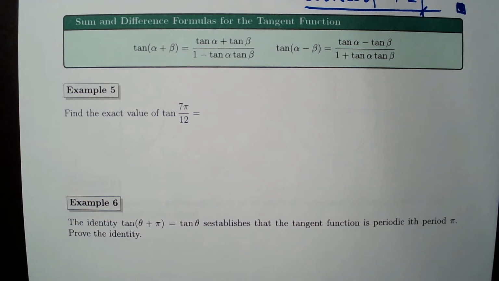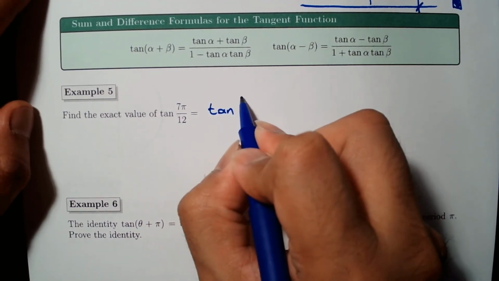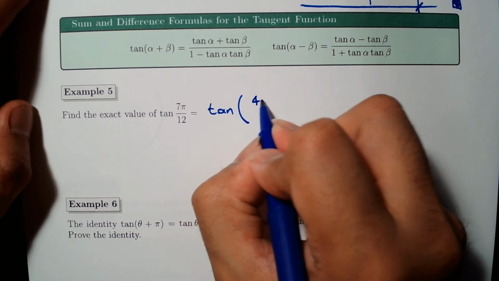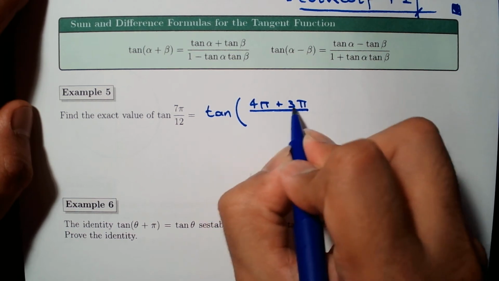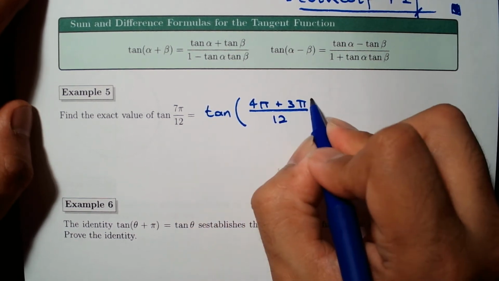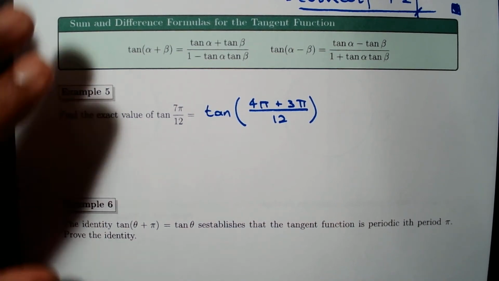So let's find the exact value of tangent of 7 pi over 12. I'm going to write this as 4 pi plus 3 pi, because 4 and 3 reduce nicely to 12 in a way that the denominators are either 3, 4, or 6. In this case, they are going to be 4s and 3s.